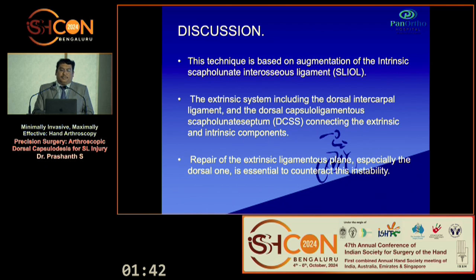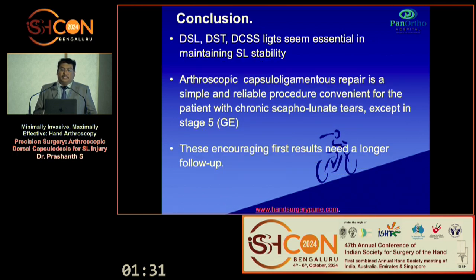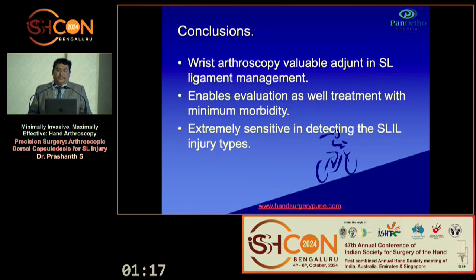So this technique is based on augmentation of intrinsic as well as the extrinsic ligaments, which are going to support the scapholunate ligament, and further, this seems to be essential in maintaining the scapholunate stability. Unless it is grade 4 or grade 5, where there are not much ligament remnants present, then this method may not be that useful. So it's a valuable adjunct not only in evaluation as well as in repairing the scapholunate ligament injuries.